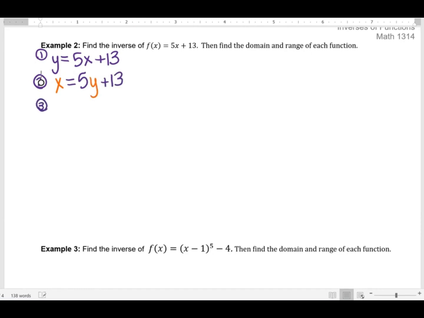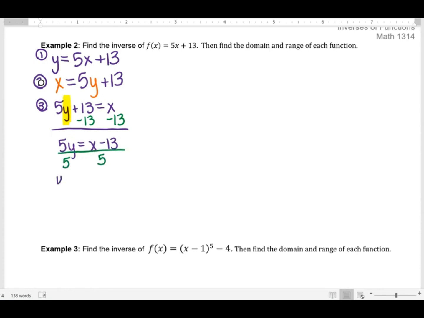Step 3 says that we need to solve this equation for y. So I'm going to rewrite my equation with y on the left-hand side because that is the variable we are solving for. My first step will be to subtract the 13. So I have 5y equal to x minus 13. And then I'm going to divide both sides by 5.